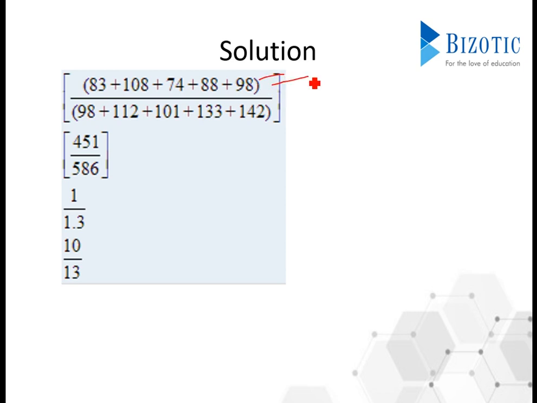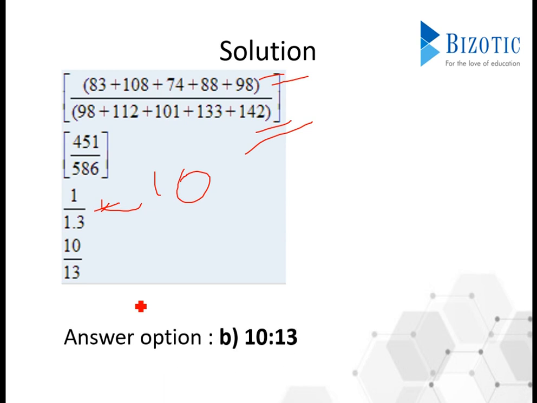So adding everything in taxes and adding everything in fuel and transport, 451 by 586 will be 1 divided by 1.3. Multiply on each side by 10, so it will give you 10 divided by 13. Why am I multiplying it by 10? Because it has to suit the given options. So that gives 10 by 13, which is nothing but 10 is to 13 in ratio. So that will give you the right answer, 10 is to 13, option B.